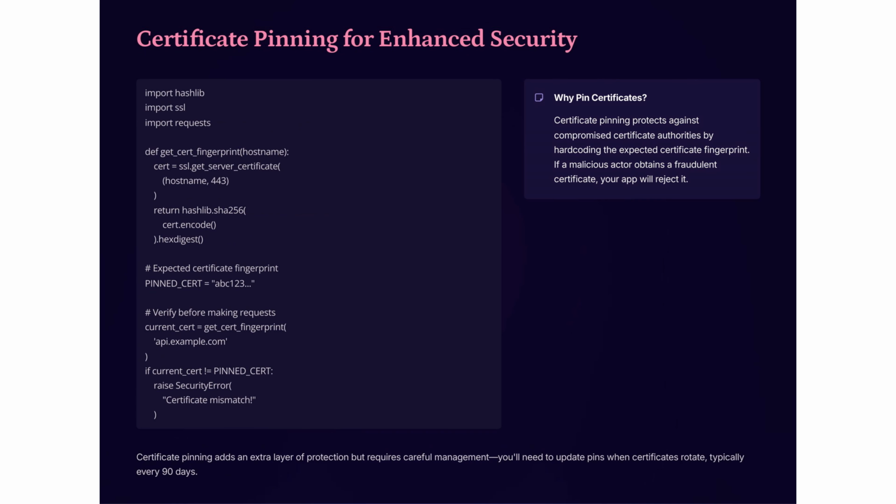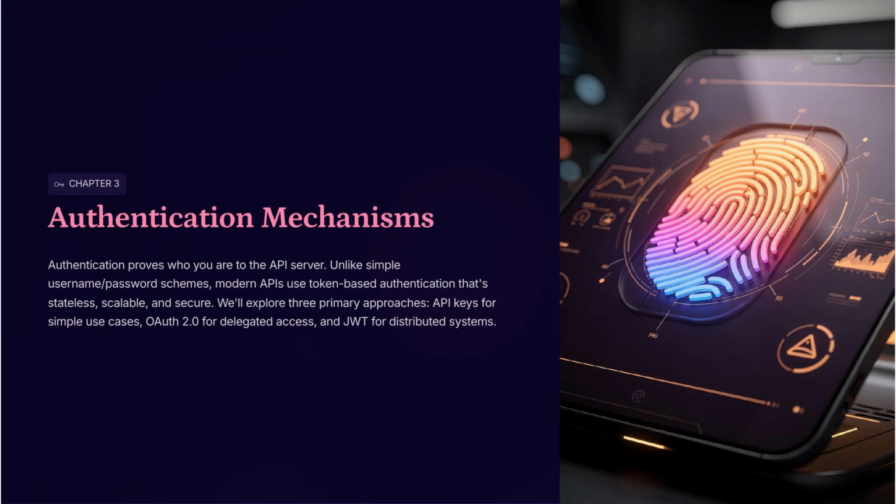Certificate pinning enhances security by hard-coding expected certificate fingerprints, protecting against compromised certificate authorities. This method ensures that even if a malicious actor obtains a fraudulent certificate, your application will reject it. However, it requires diligent management, as pins must be updated with certificate rotations, usually every 90 days, to maintain security integrity. Authentication is crucial for API security.